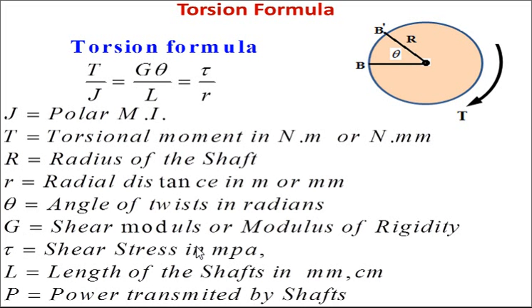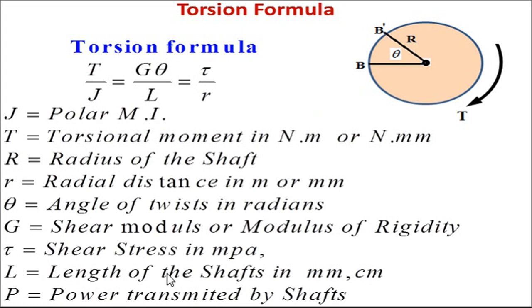Where G is the shear modulus or modulus of rigidity. Normally its value for steel is 80 GPa, 80 GPa or 80 into 10 to the power 3 MPa. Okay, so that is called the shear modulus. Tau is the shear stress in MPa. MPa means what normally? Newton per mm square. Where tau is the shear stress.